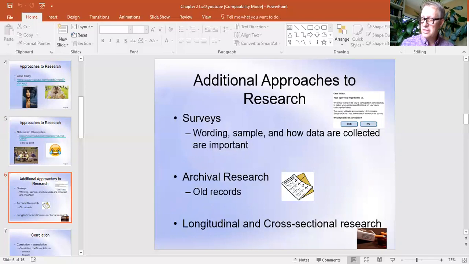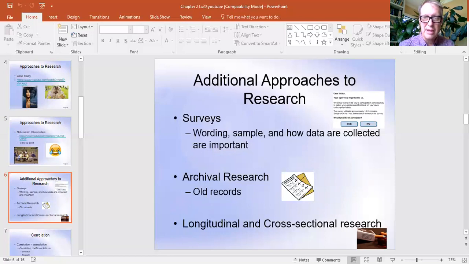Also, studies are divided into longitudinal and cross-sectional research. Longitudinal is looking at things over time, asking the same people the same questions over time to see growth or change. But a cross-sectional study is just a snapshot, at one single time, where you're trying to figure out how things are related.